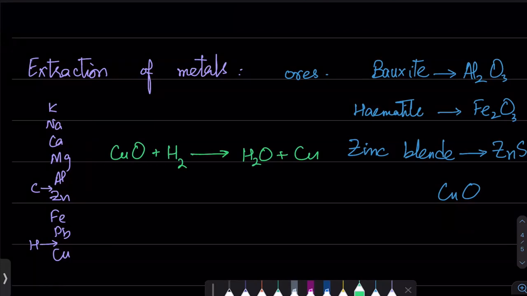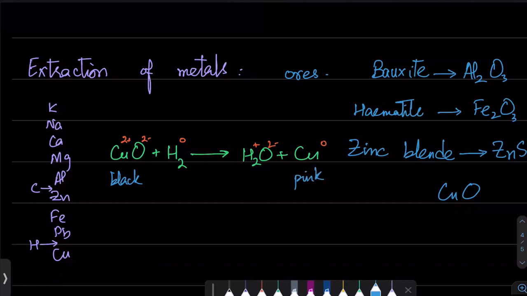This is a redox reaction. Kyun? Agar hum charges ko dekhen, so this is 0, this is 0, ye -2 hai to ye +2 hai. Similarly, ye -2 hai, ye +1 hai. We can clearly see that copper went from +2 to 0. Agar examiner hame kehta hai ki explain in terms of electrons, to hum kahenge that copper gained 2 electrons to make copper metal. This is redox. Iska color hai black. We will see ki ye black color fade ho jata hai, khatam ho jata hai. Iska color hai pink. We will say that pink solid is seen.